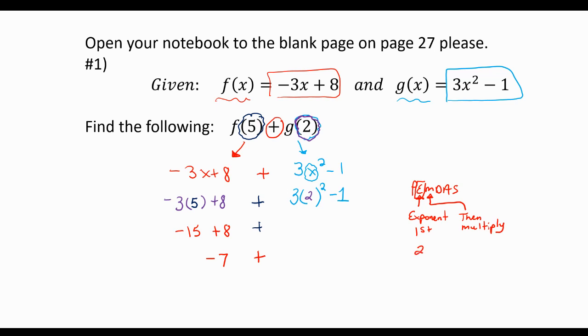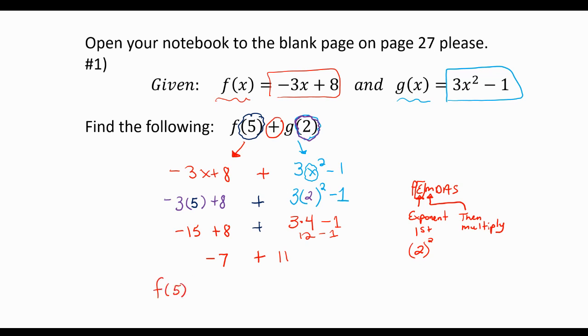So we're going to do 2 squared first. Okay, so 2 squared is 4. So 3 times 4, and then subtract 1. 3 times 4 is 12 minus 1. 12 minus 1 is 11. So this will be our final answer.